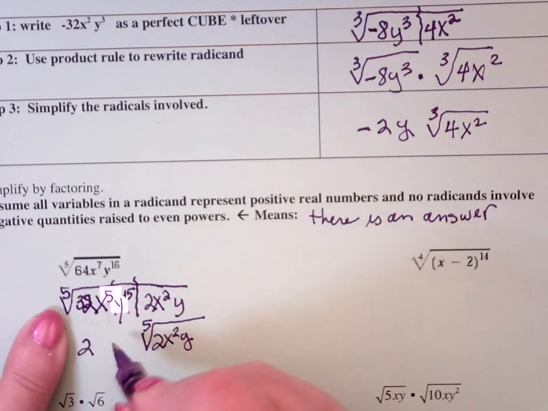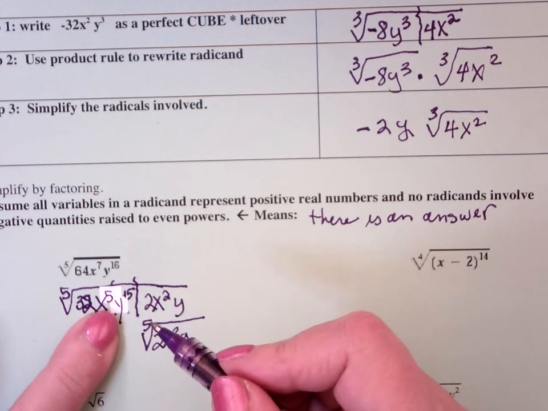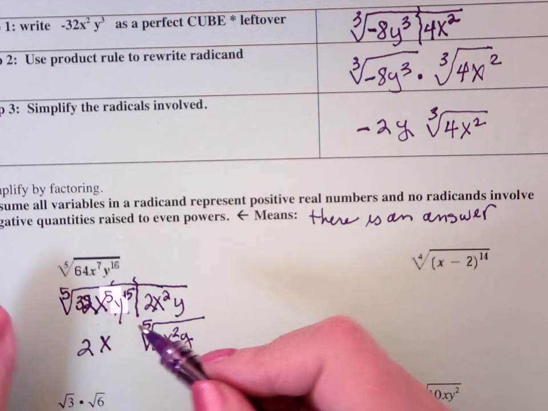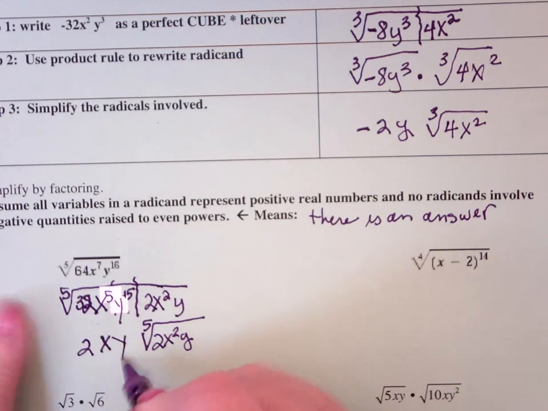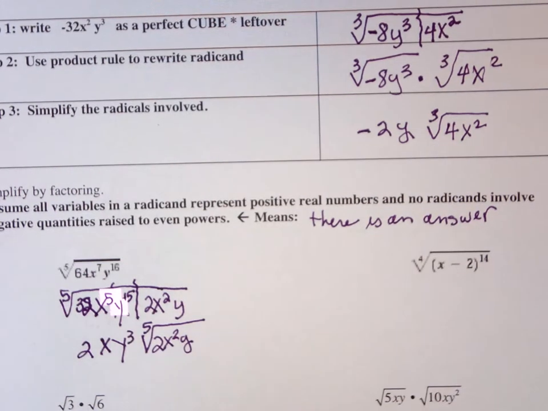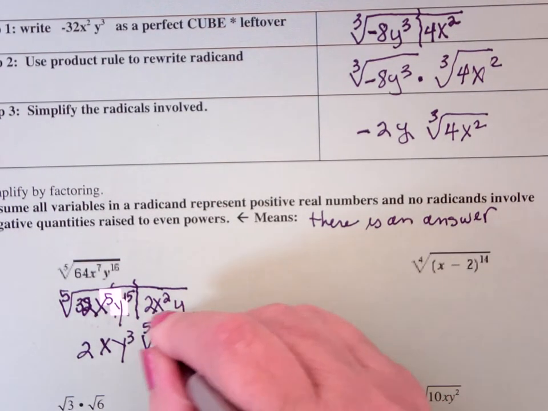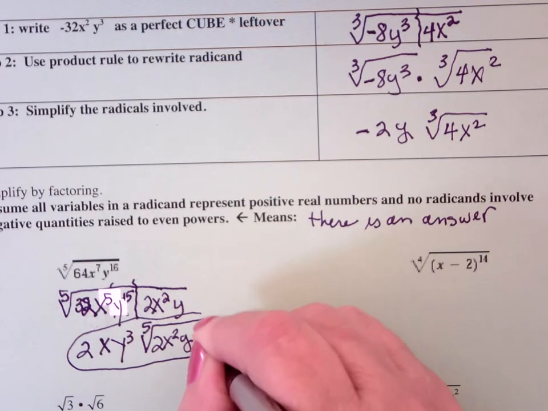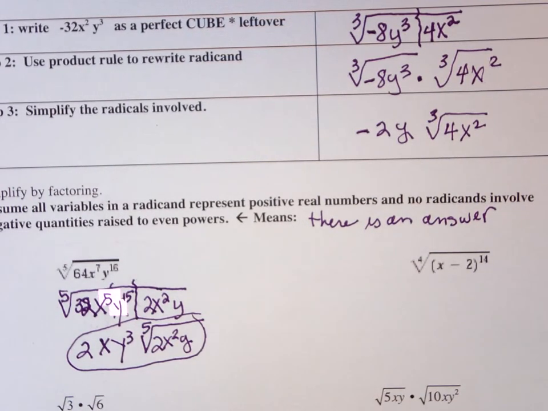5th root of x to the 5th is x to the 1. 5 divides 5 how many times? 1 time, right? And then y is 5 divides 15, 3. And so then that's your answer. That's as simple as it gets.